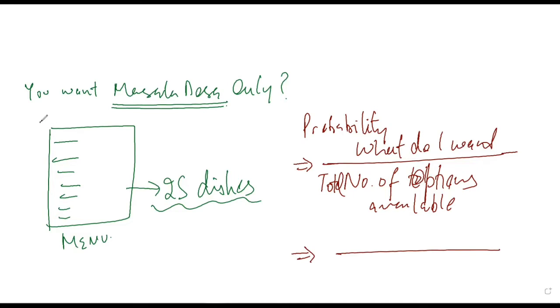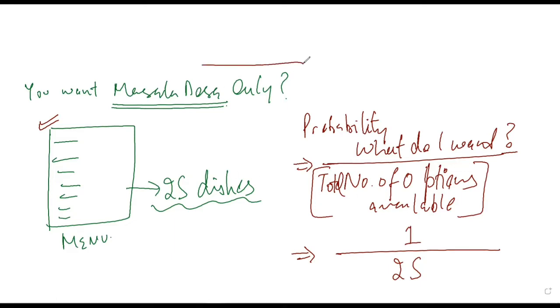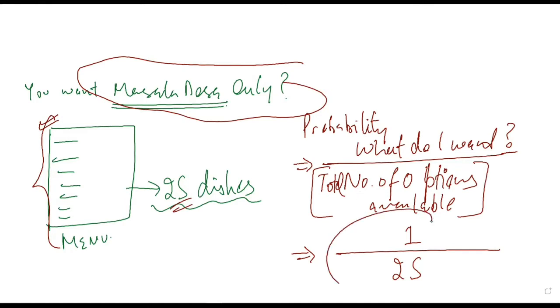Now, in this menu, what is the total number of options which are available? Satya? 25. 25. And what do you want? How many options do you like? Only one. So your probability of picking up masala dosa from this list of 25 is, Mr. Satya? 1. No, it is 1 upon 25. Have you understood? Oh, okay, sir.